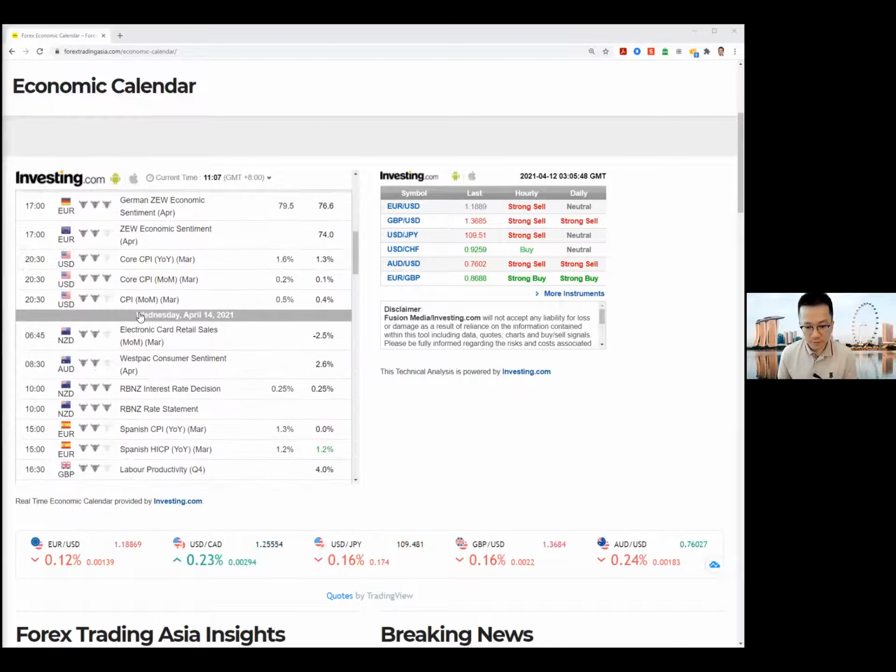And then on Wednesday, we have the Reserve Bank of New Zealand interest rate decision.